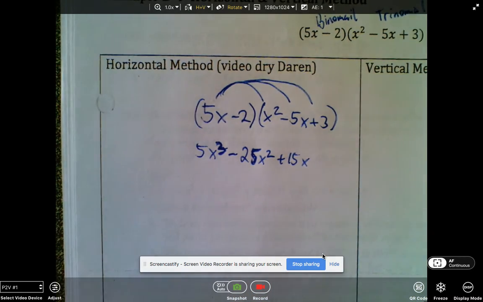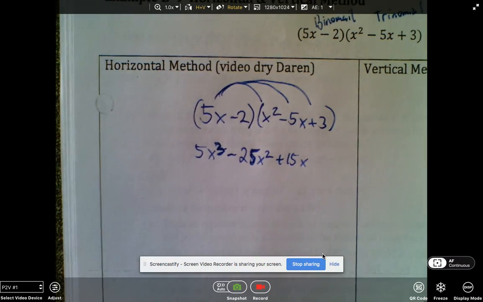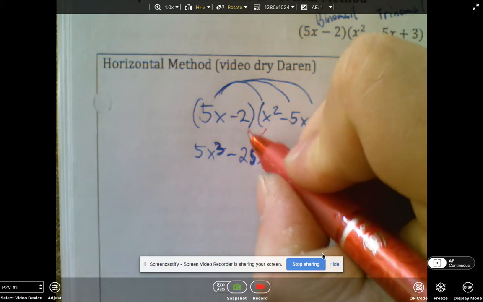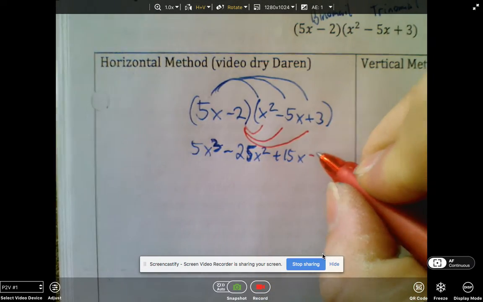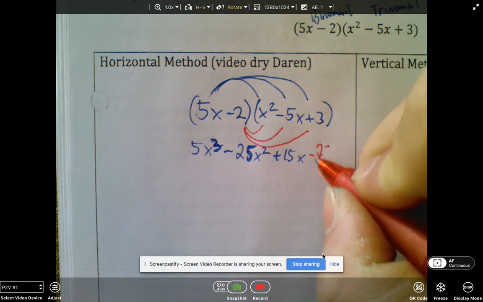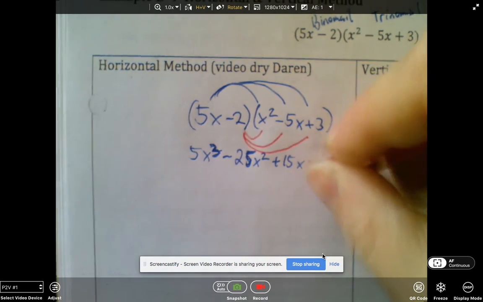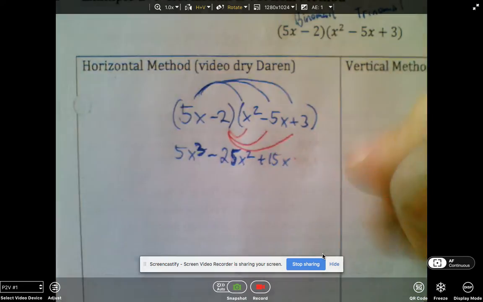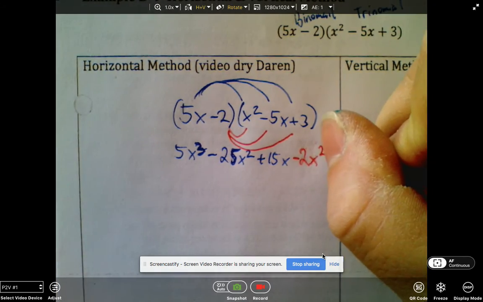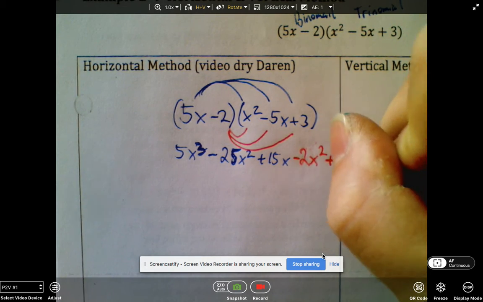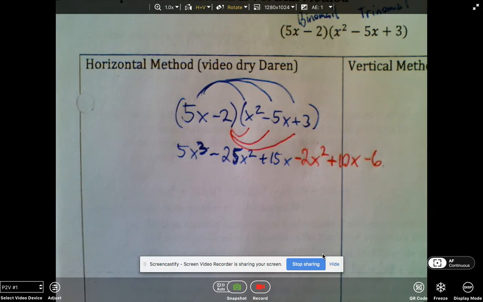Now I'm going to continue, but now I'm going to multiply everything, here in red, by a negative 2. So this would be negative 2x squared plus 10x, and then minus 6.